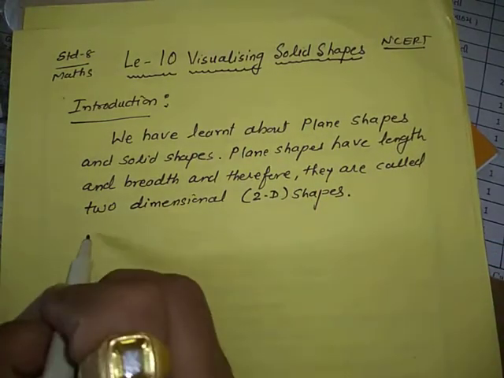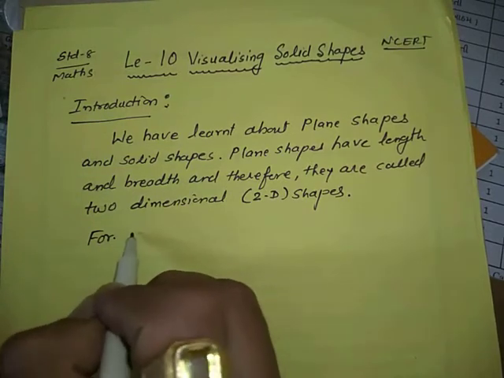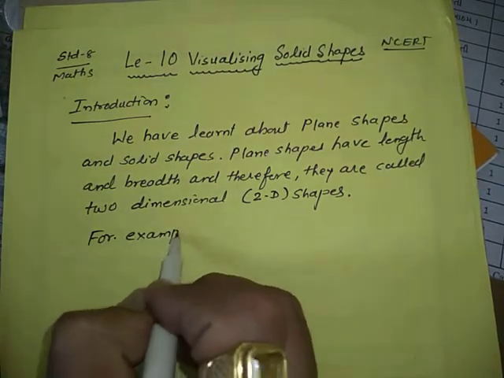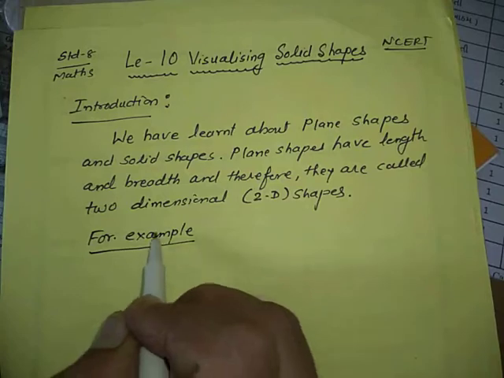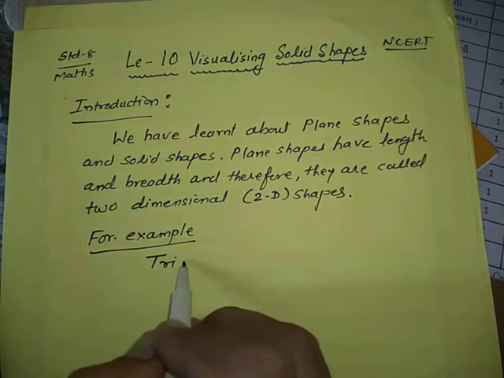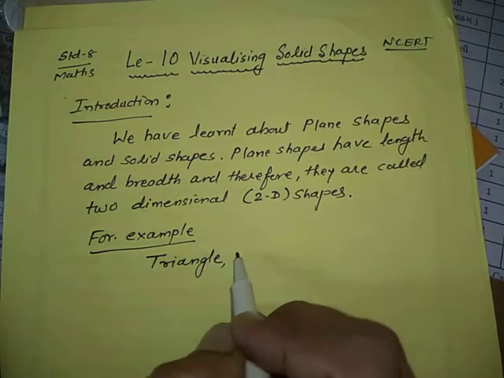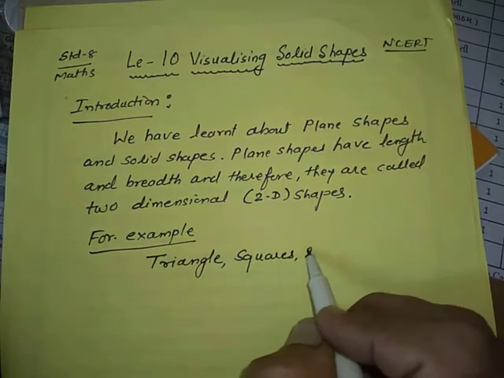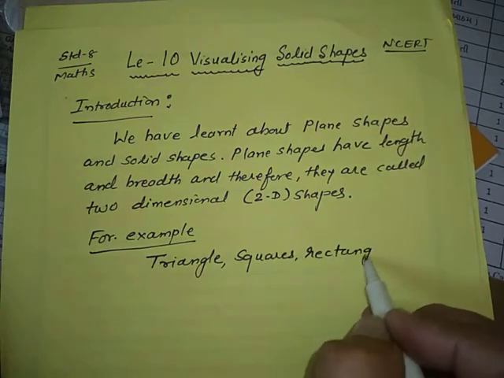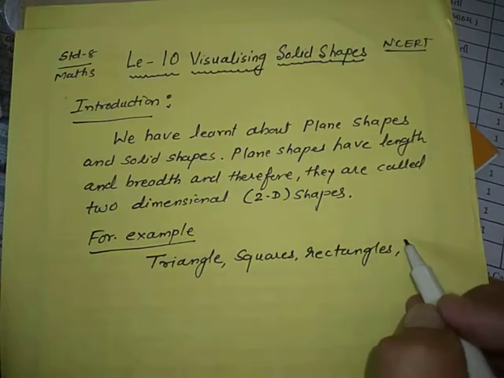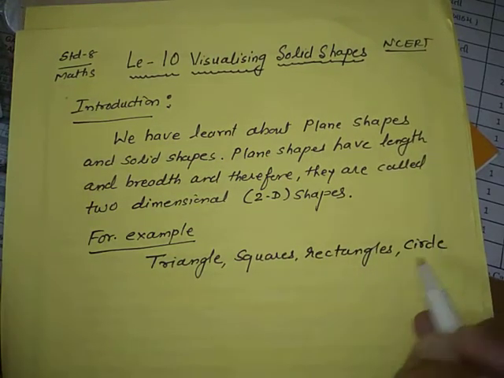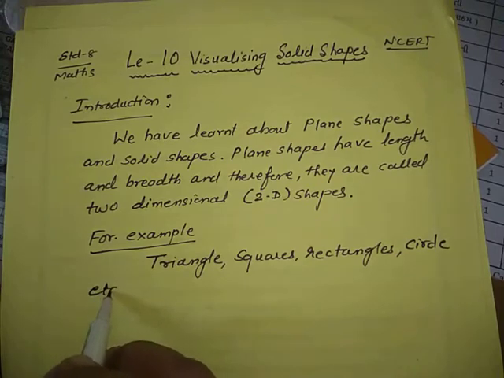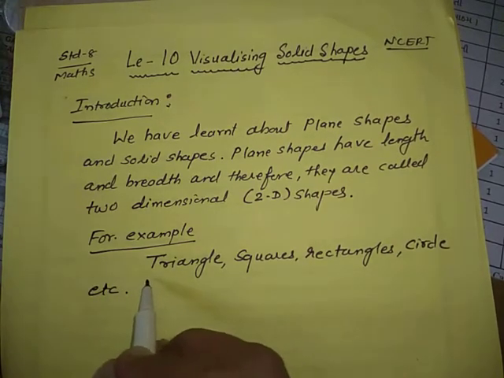Okay, so some examples related to 2D shapes. We can say triangle, we can say square, then rectangle, circle, etc. Many more things.